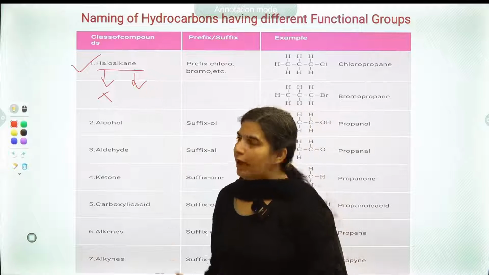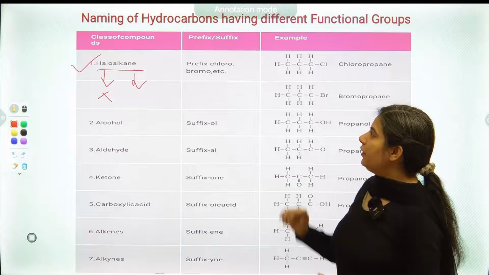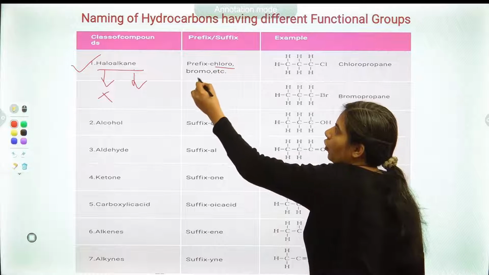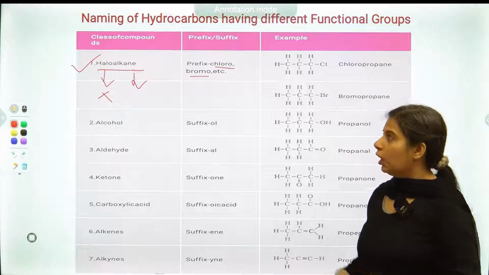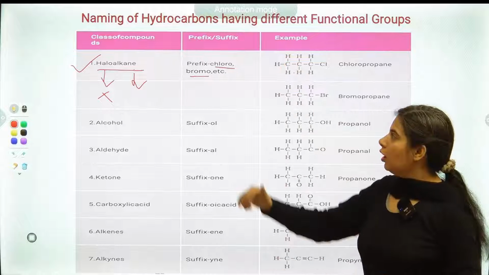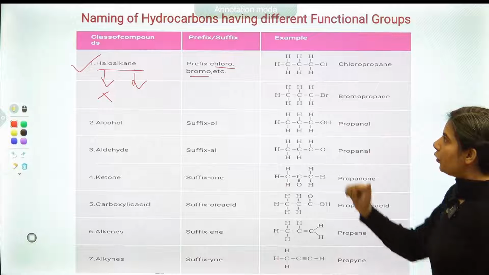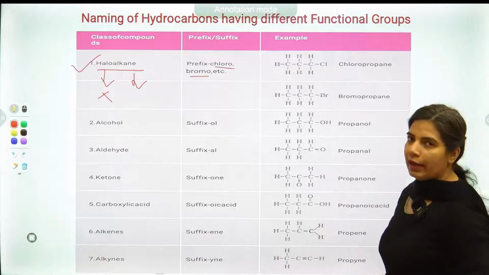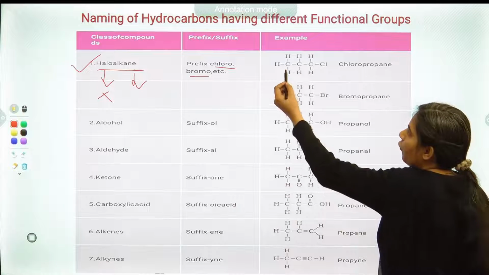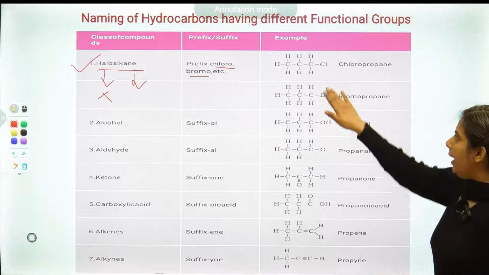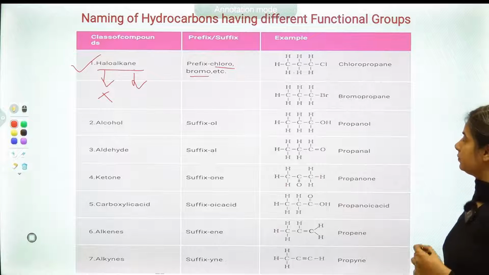So, in case of haloalkanes, we have prefixes that are chloro and bromo. Chloro is for chlorine, bromo is for bromine. Say, we are going to discuss an example of a haloalkane molecule. Here, we have 3 carbons and 1 chlorine.